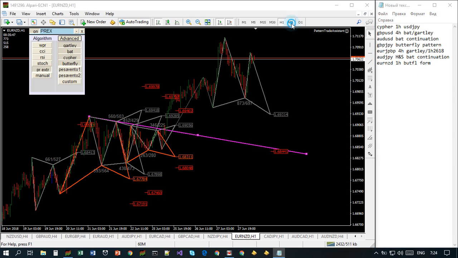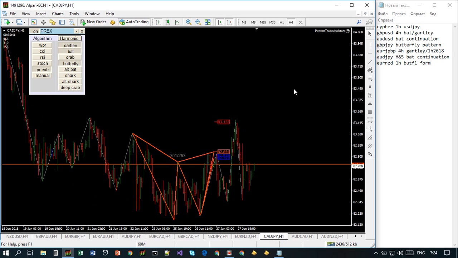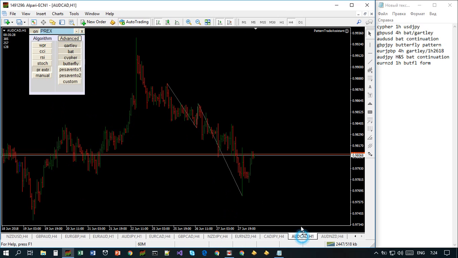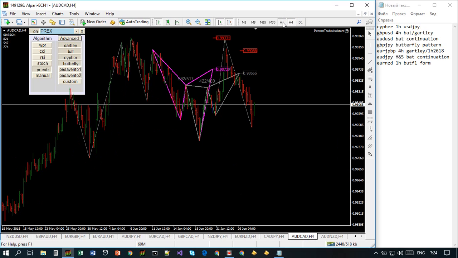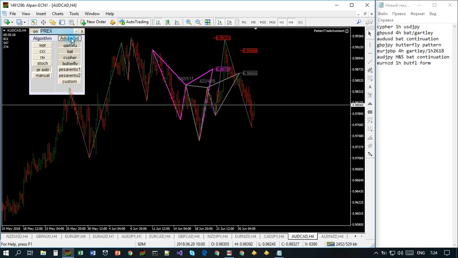Now we have 4 hours says nothing, harmonic says nothing. Canadian 1 hour. 1 hour we had this Gartley, pretty cool winner. Harmonic pattern, advanced pattern, nothing. Let's go to 4 hour. Nothing. Aussie Canadian 1 hour and 4 hour. Nothing.